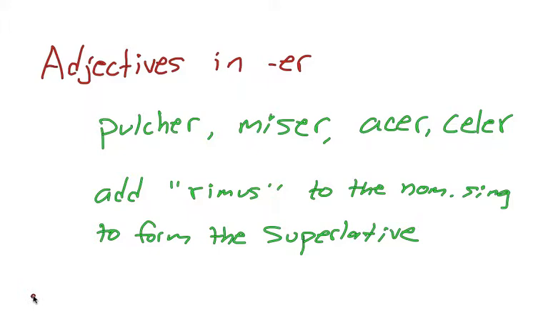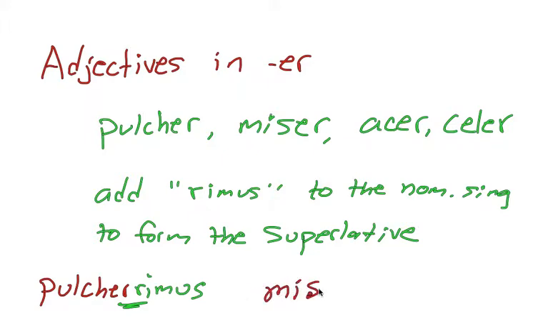So, for instance, to form the superlative of pulcher, it would be pulcher and then rimus. Pulcherrimus. So it's like a double R. To form the superlative of miser, it would be miserrimus. And acer would be acerrimus, and celer would be celerrimus. So if it ends in an ER, you just add rimus to the nominative of the word.